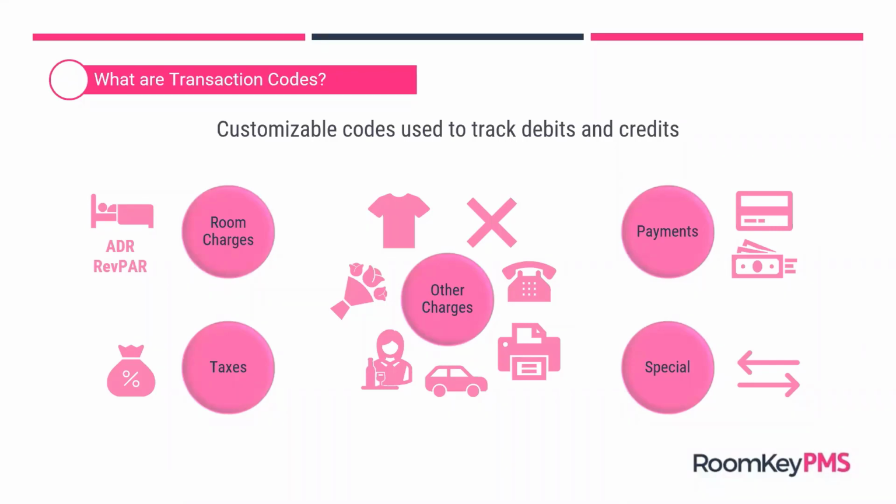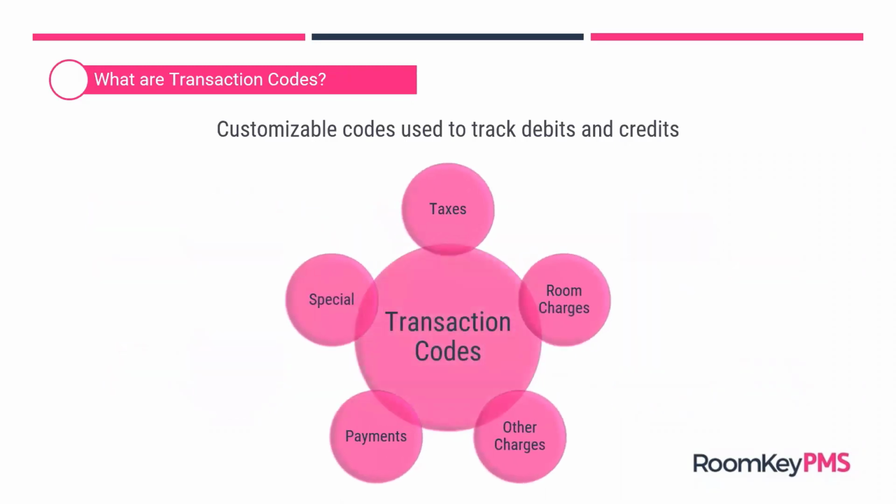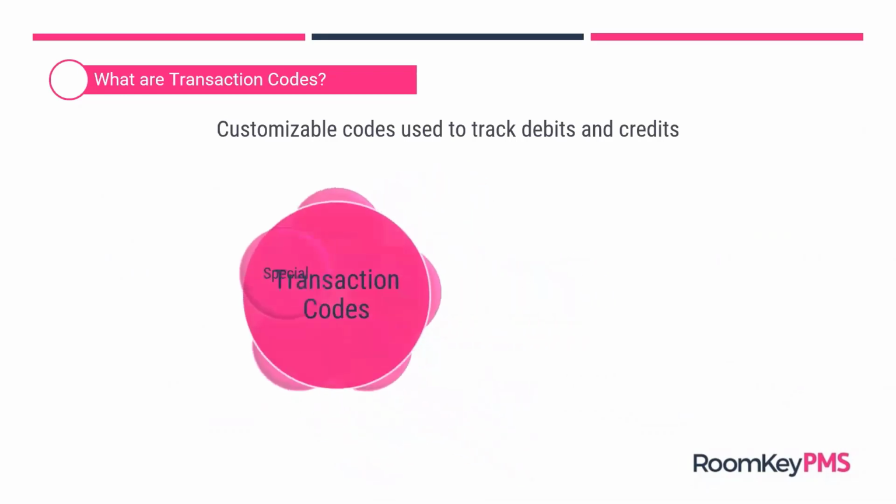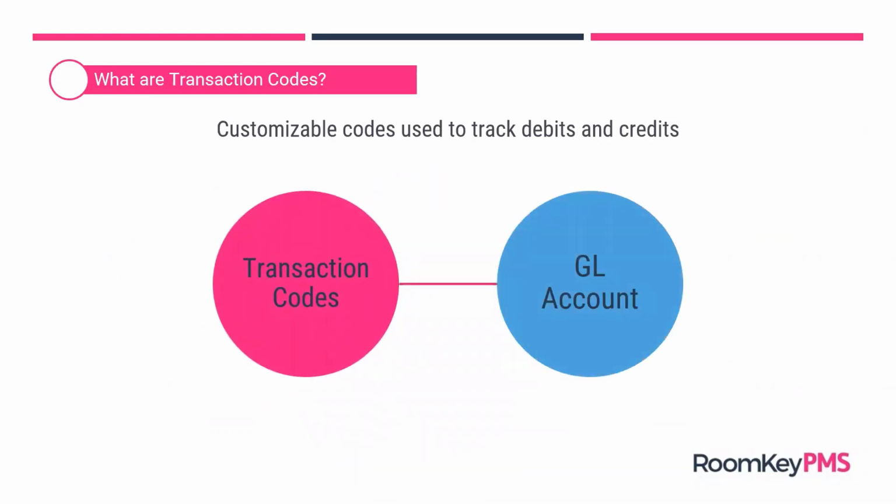So with all these different codes inside RoomKey, these are all considered transaction codes. And for each transaction code in the RoomKey system, we do have a GL or general ledger account attached to each and every one of those. The general ledger account is what is used to track the debits and credits. We have specific reporting dedicated to the GL account or general ledger called the journal entry report.